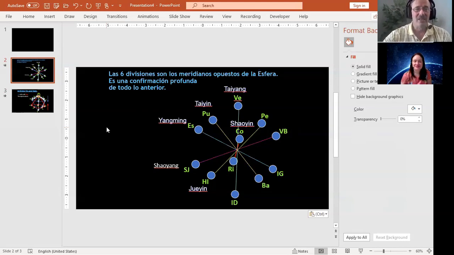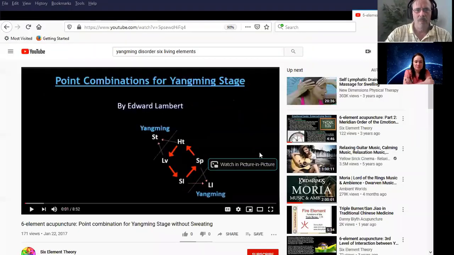But it really helps to look at these 6 divisions. Did you watch the video on the Yangming induced disorder? No, I didn't. I'm going to show you a little video here of another way to understand how things flow around the spherical. Okay, are you able to see that video? Point combinations for Yangming stage. Yes.